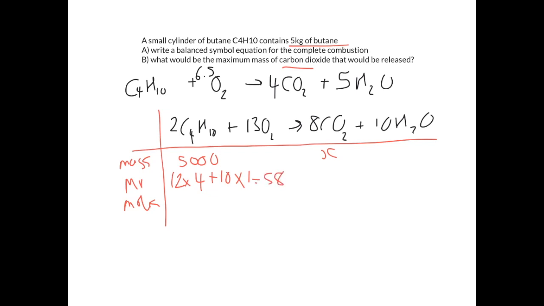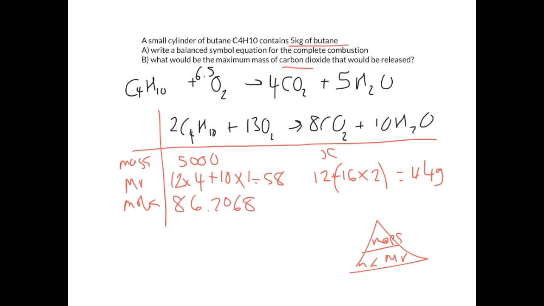Let's work out the mR of carbon dioxide. So carbon is 12, oxygen is 16. We need to multiply that by 2 because of the fact that it's CO2, so it becomes 44. Then we're going to use this triangle, which is mass is number of moles times mR, to work out the number of moles. We can see that that's therefore mass divided by mR. So to work out the moles of butane, we're going to do 5,000 divided by 58, which gives us 86.2068. So we want to keep that number nice and unrounded so we don't introduce rounding errors.